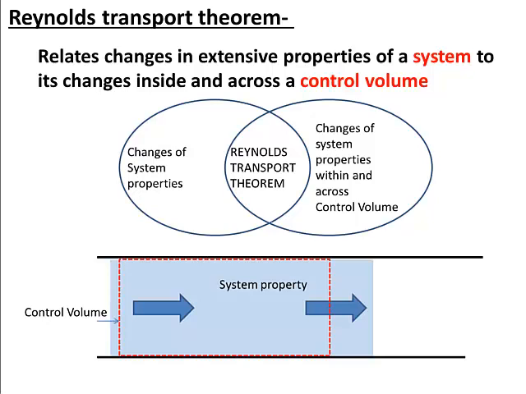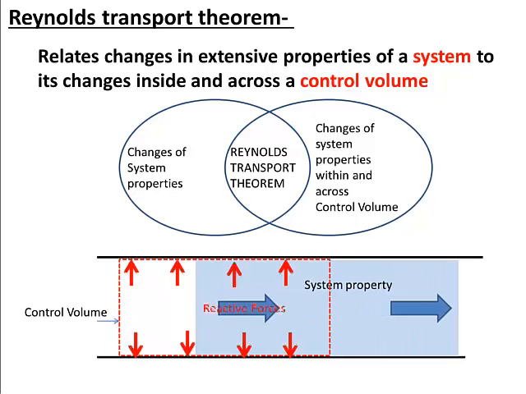When a system moves through a control volume, its extensive properties may change. For example, a change in momentum of a fluid system causes reactive forces on the control volume. In many engineering applications, we would rather be interested in this reactive force exerted on the control volume than the complex dynamics of the fluid system.